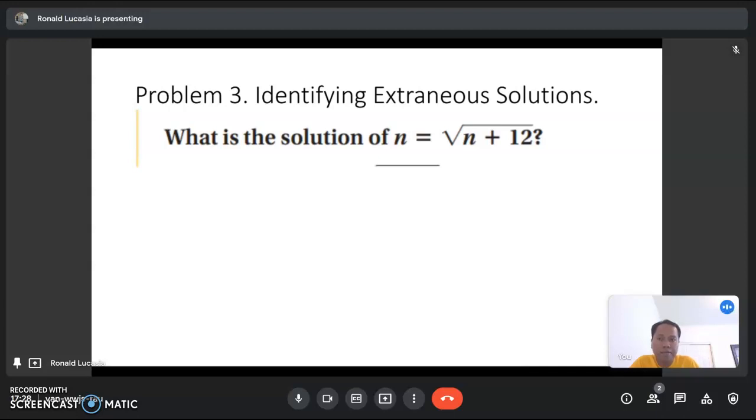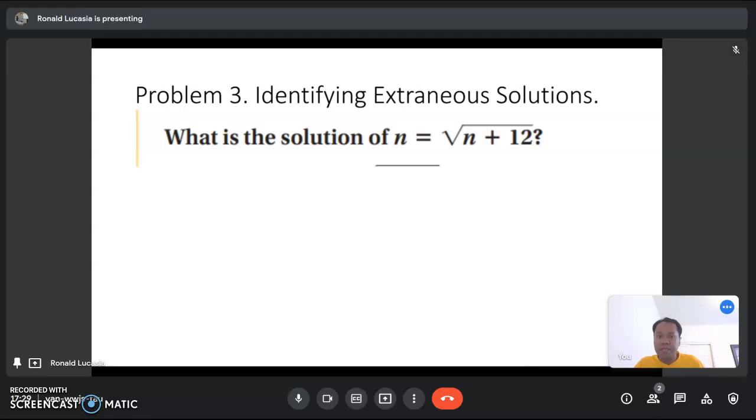Okay, so let us continue. I hope you were able to submit your practice exercises number 1 and number 2 for problems 1 and 2. So to continue, get ready with your ball pen, pencil, and notebook so you can take down notes.